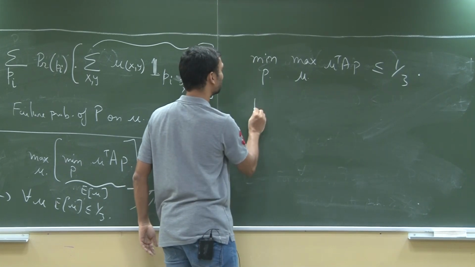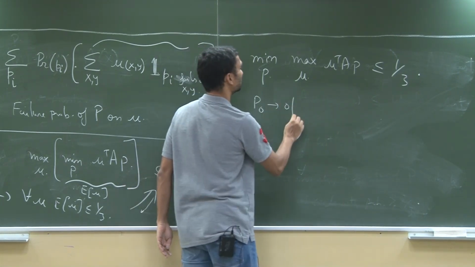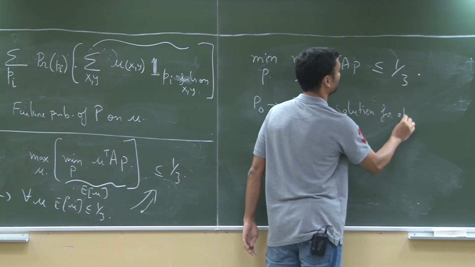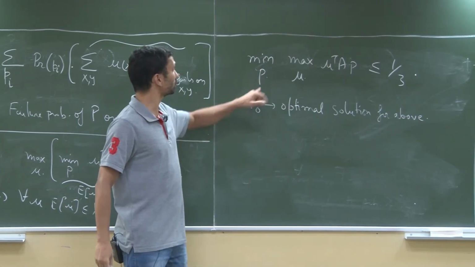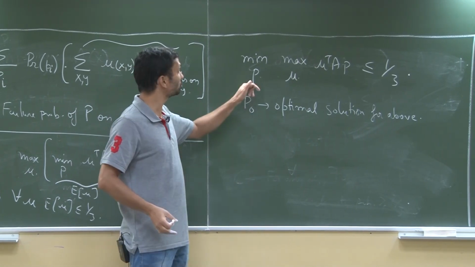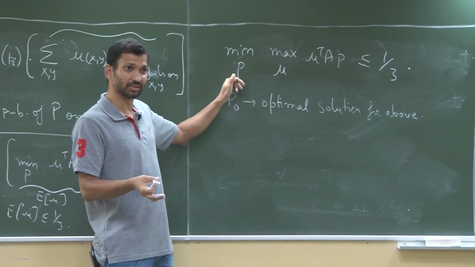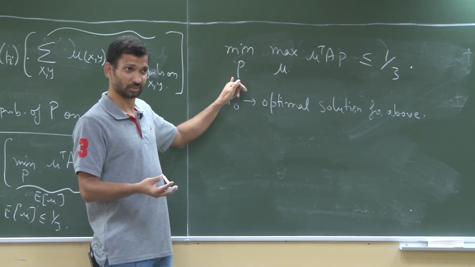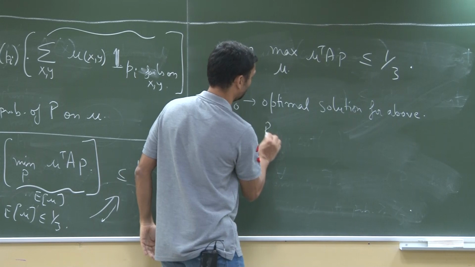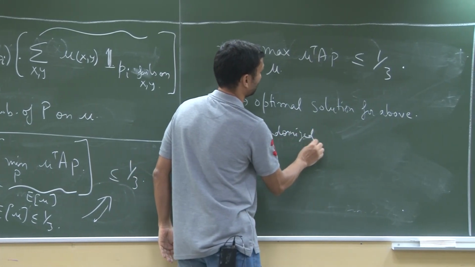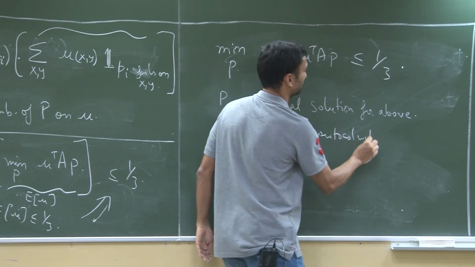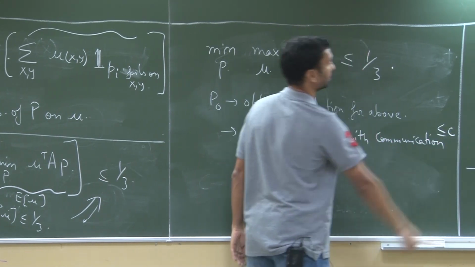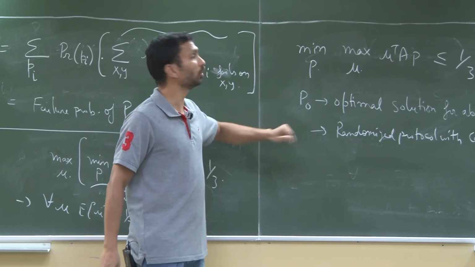Suppose the optimal here is attained by P0. This is the optimal solution for the above. Right? What is P0? It's a randomized protocol. It's a distribution over deterministic protocols with cost at most C. That means it's a randomized protocol with communication cost C. Right? So P0 with communication C. What do I know about this?